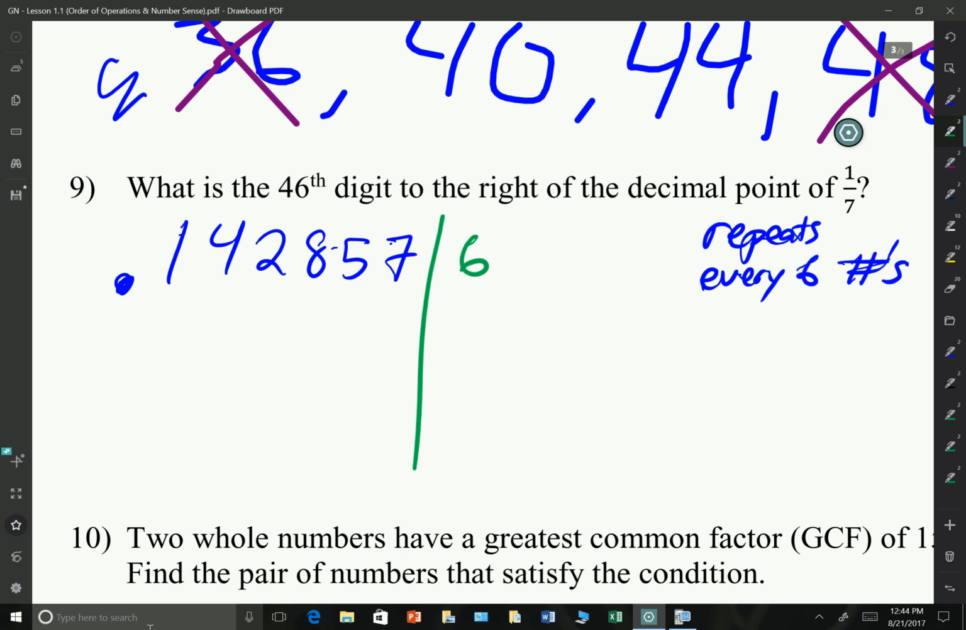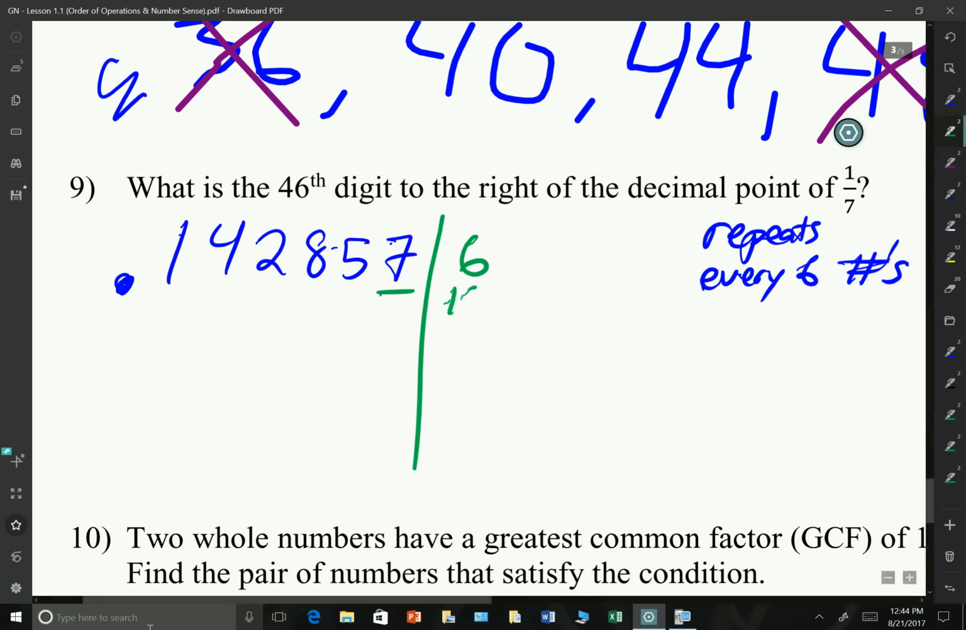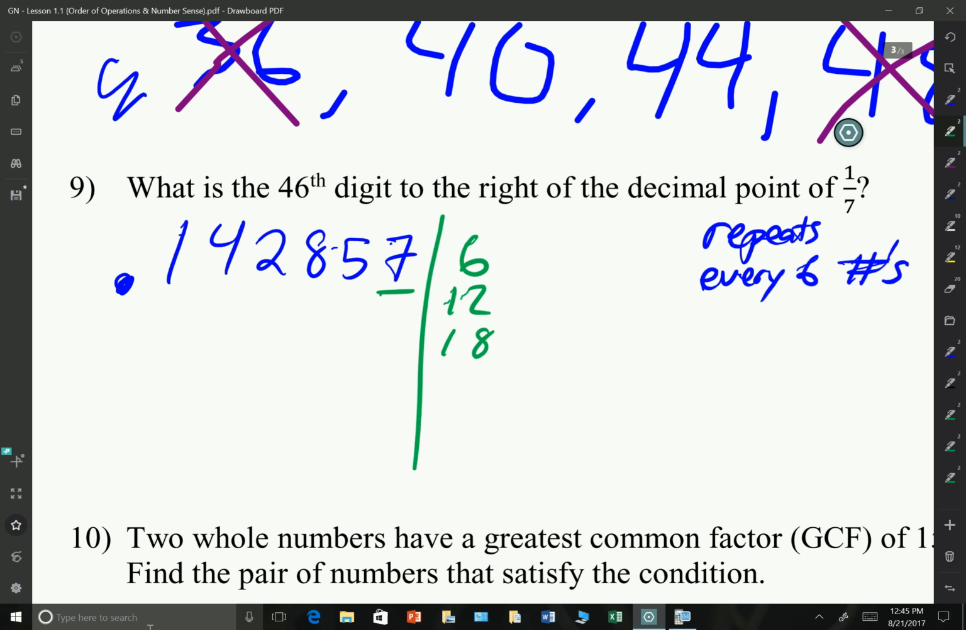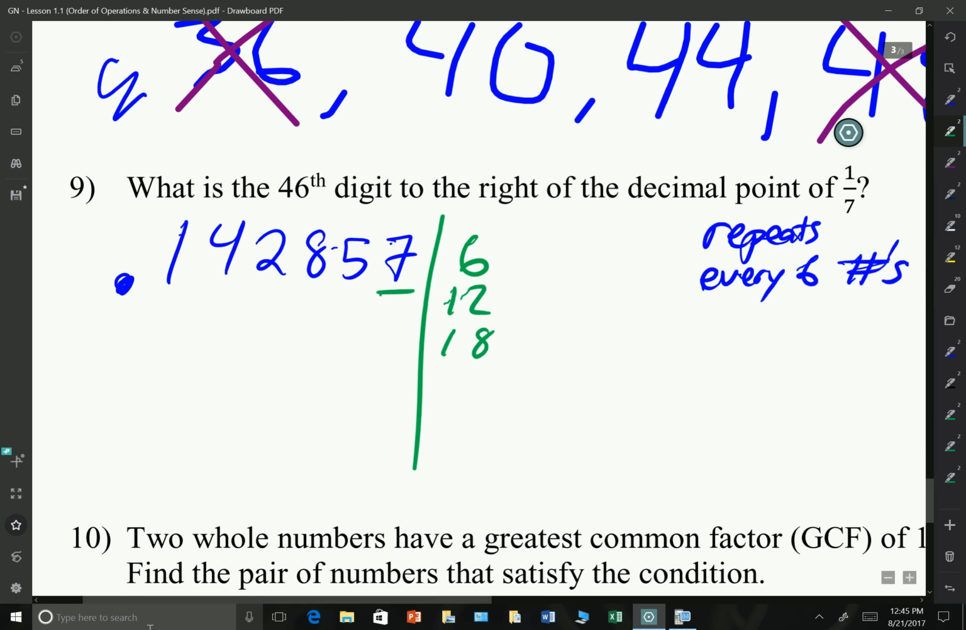So if you think about it, what's the 7th digit going to be? If the 6th digit is 7, what's the 7th digit? What digit? 4 is the 8th digit, 9th, 10th, 11th. So 7 is also what digit? It's the 12th digit. 7 is also which one? 18th digit. Which are really, we're just doing what? Looking at multiples of 6. So what is the multiple of 6 that's less than 46?